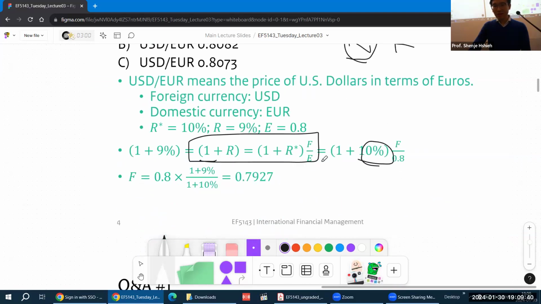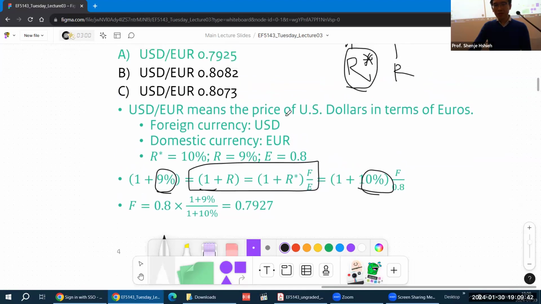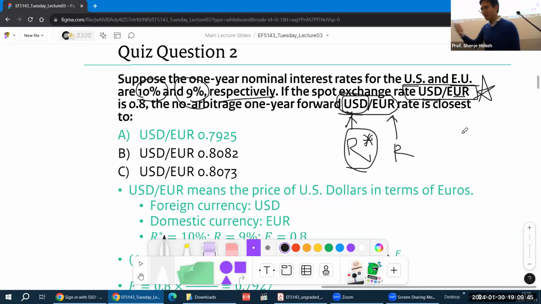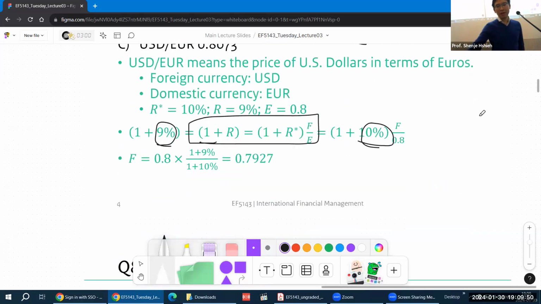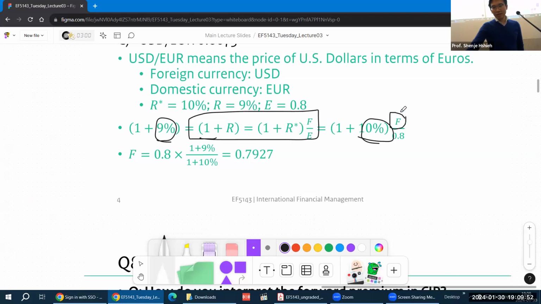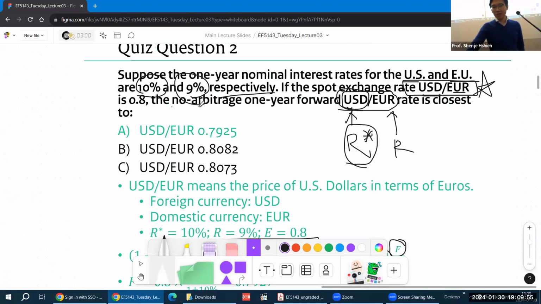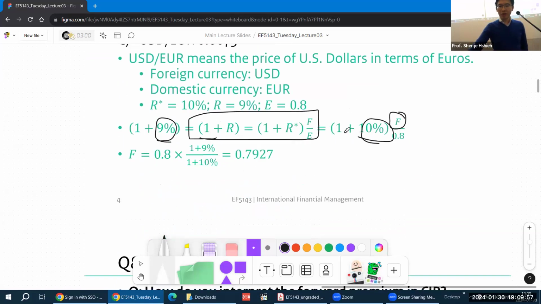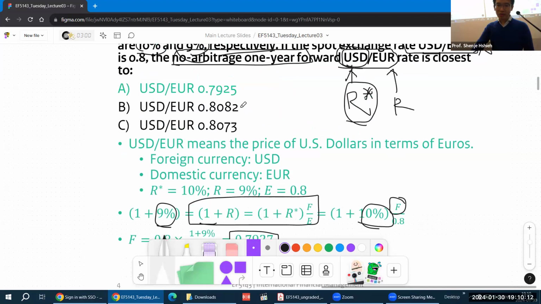10% for R star, that's here. 9% for R. And F and E are defined again with US dollars being the foreign currency and euro being the domestic currency. And solve for F, right? That's the definition of no arbitrage 1 year forward rate, right? No arbitrage meaning that if this parity is violated, somebody can make something from nothing, right? No risk, no investment, you get infinite money until the parity was restored. So solving for F, just algebra, just double check that it's somewhere close to 0.7925, right? Which is your A, okay?